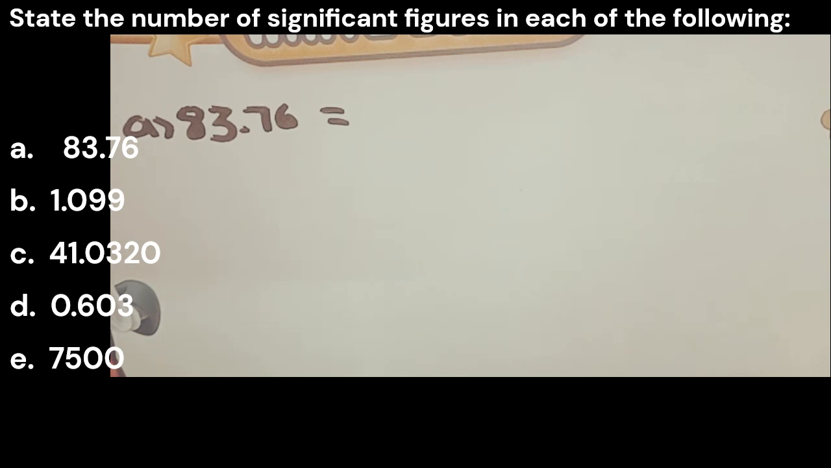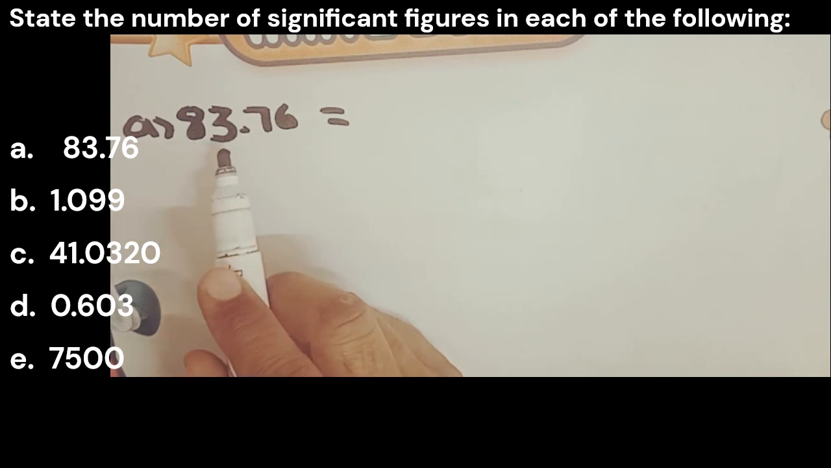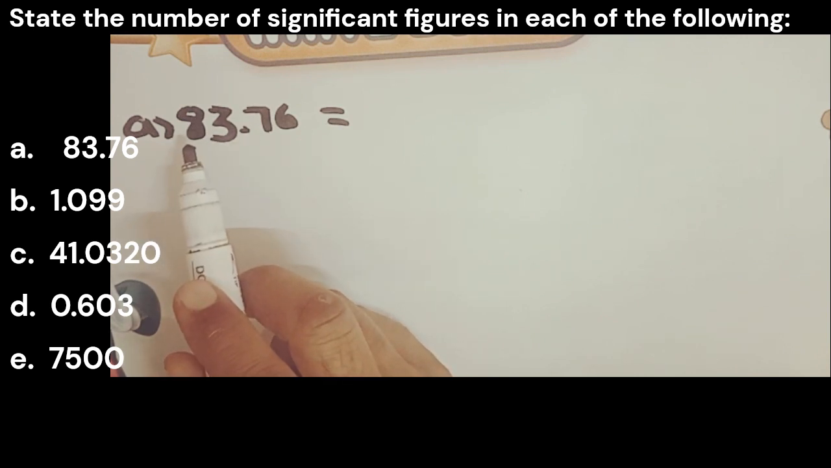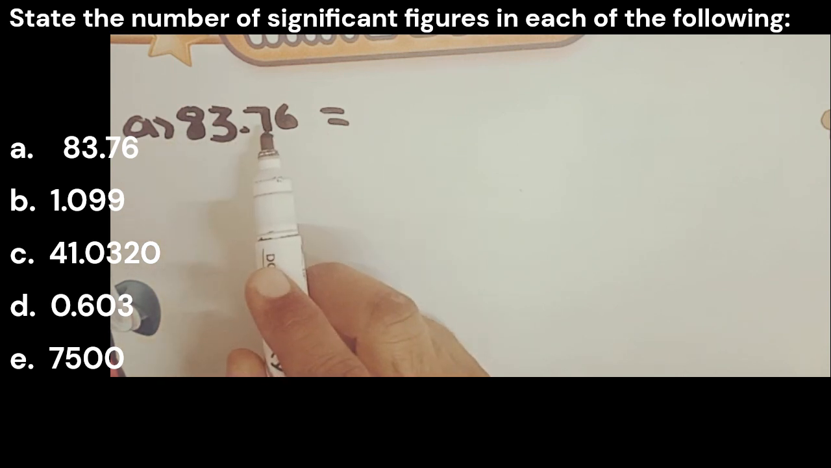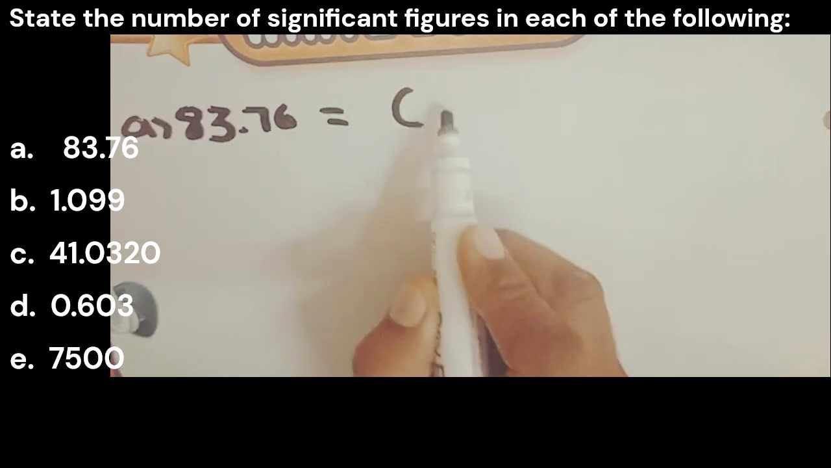First we apply the first rule, which says that all the non-zero numbers are significant. Here we check whether there is any zero in this number. No, there is no zero in this number. Therefore all these are non-zeros. So how many significant figures are in this number? We count from the left side. This is the first significant figure, this is second, third and fourth. That means this number contains 4 significant figures.